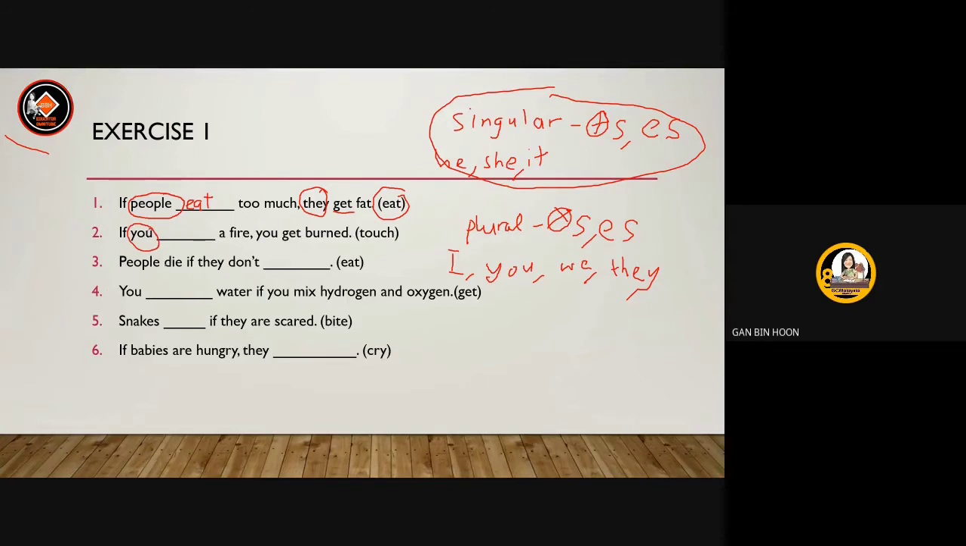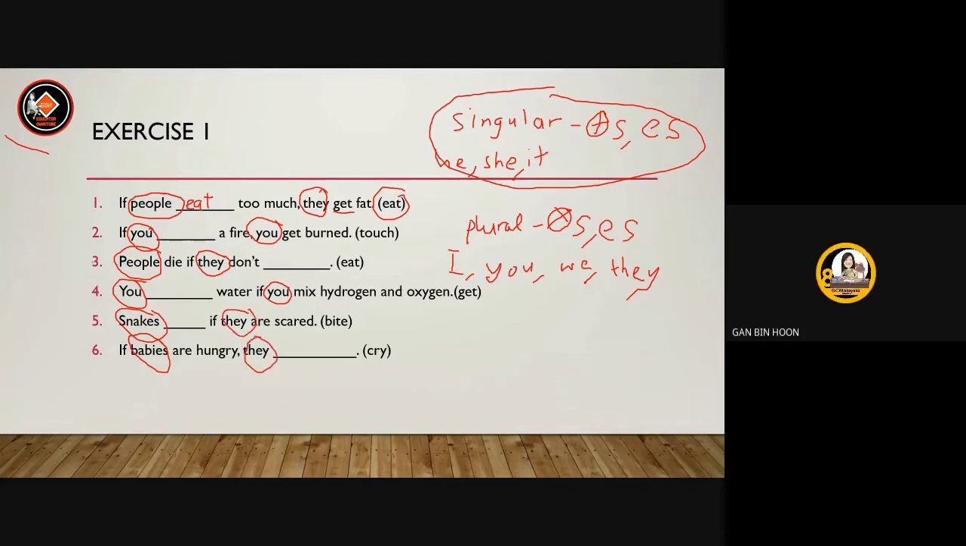Okay, you. So what do you do here? People, right? Yes, you. This one you. So this one is snake, snakes. This one is babies, baby. Okay, this one you. Right. This one they. Right. This one you. This one they. This one they.